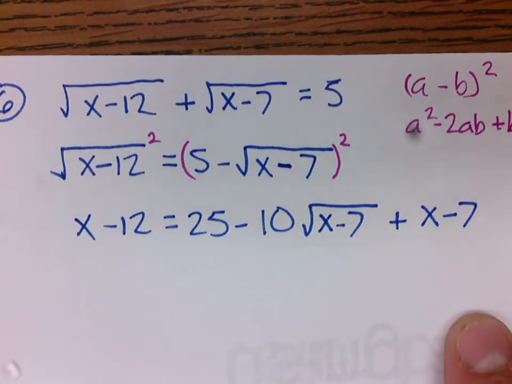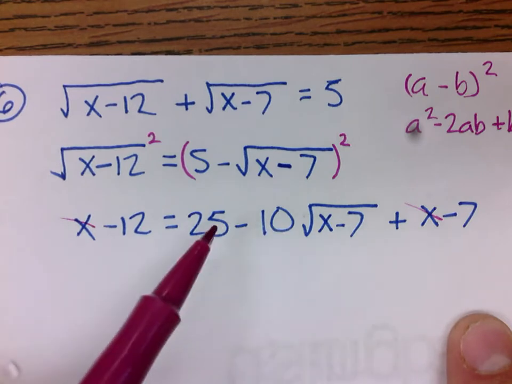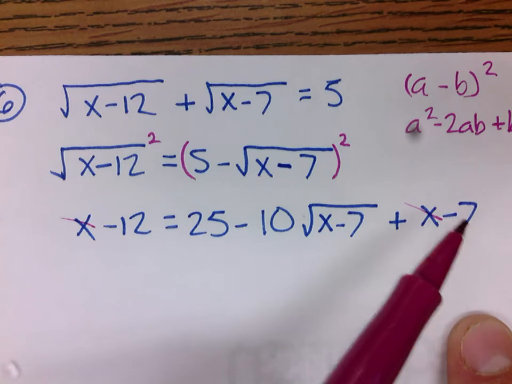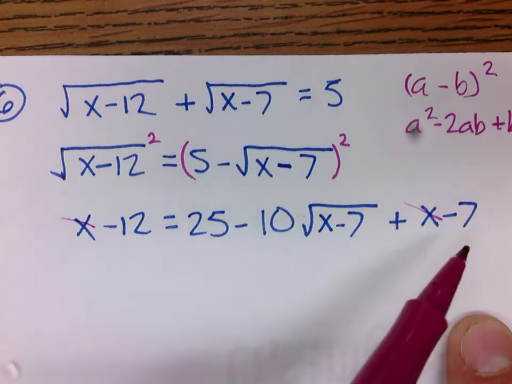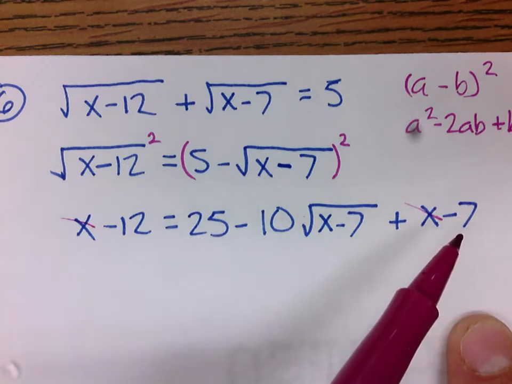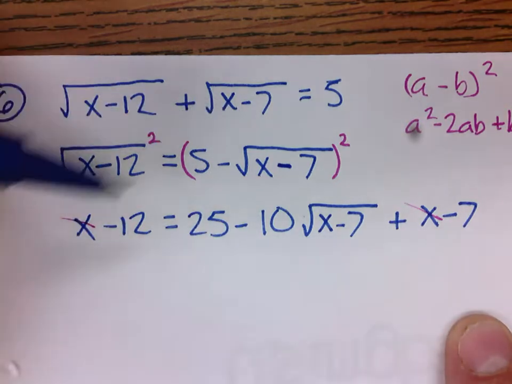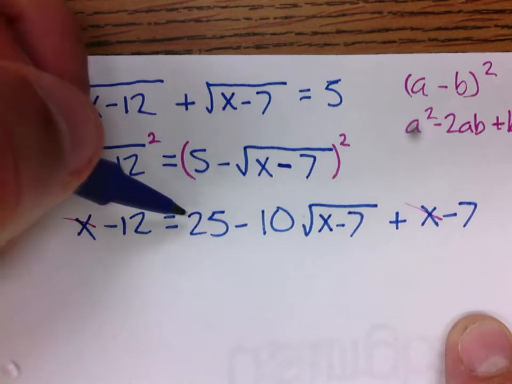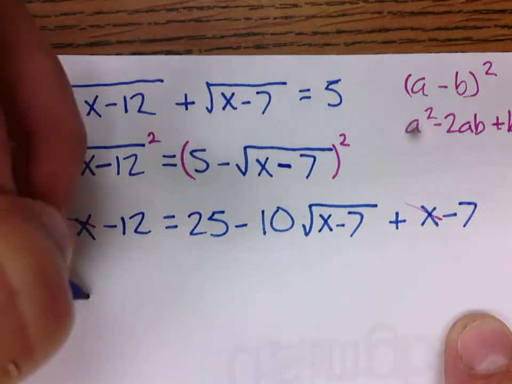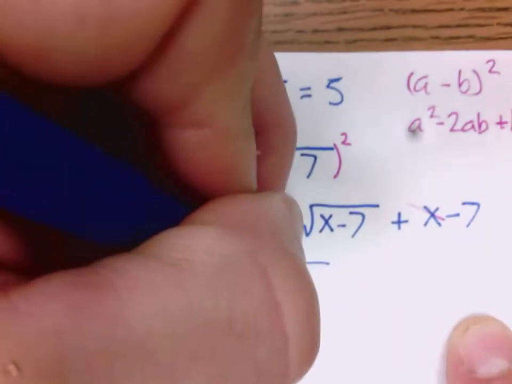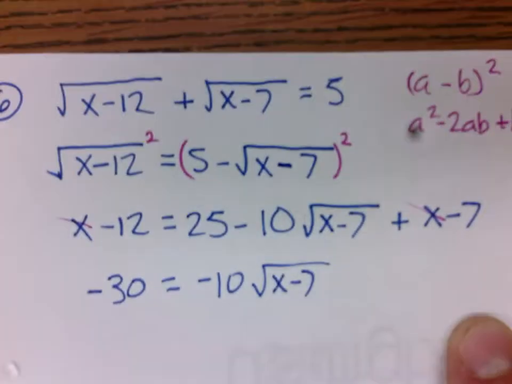So now let's shore things up a little bit. Nice thing here is we subtract the x's off, they're gone. I think we can subtract the 25 and add the 7. In fact, let's do this. 25 minus 7 is 18. And if we subtract 18 off of here, we get negative 30 equals negative 10 root x minus 7.